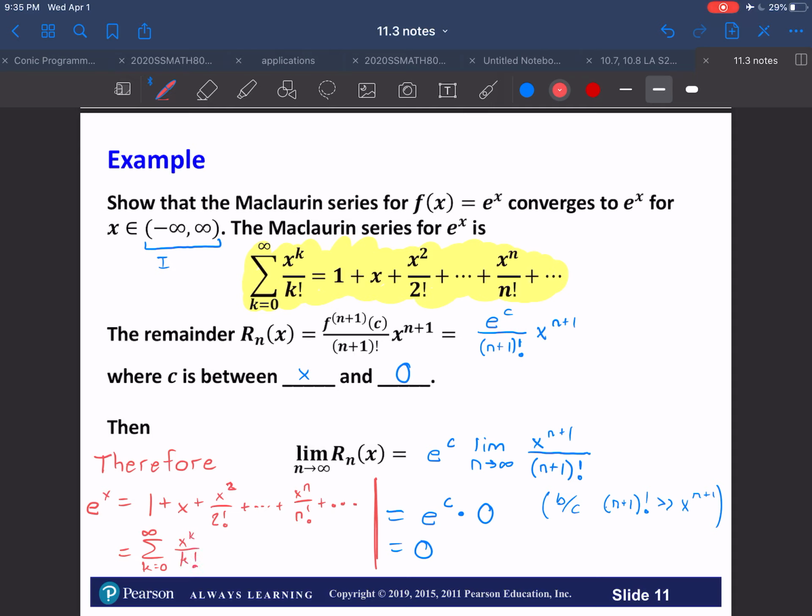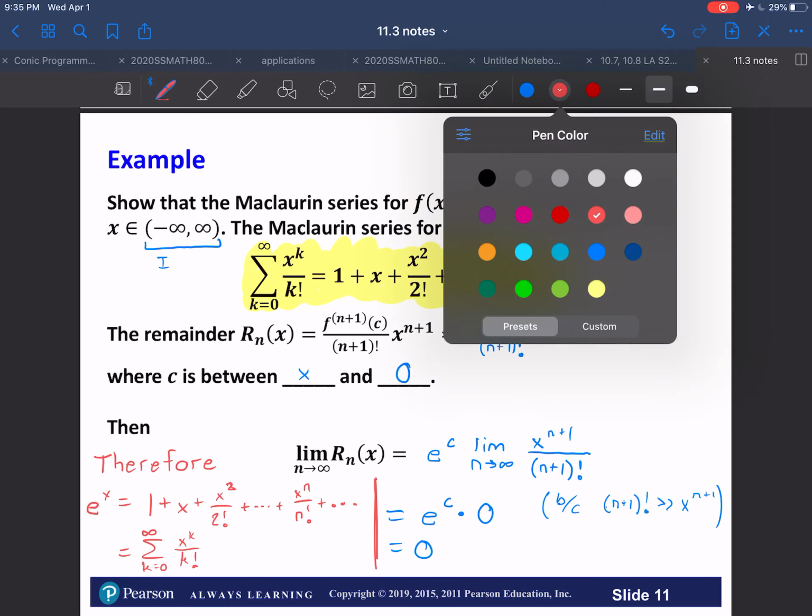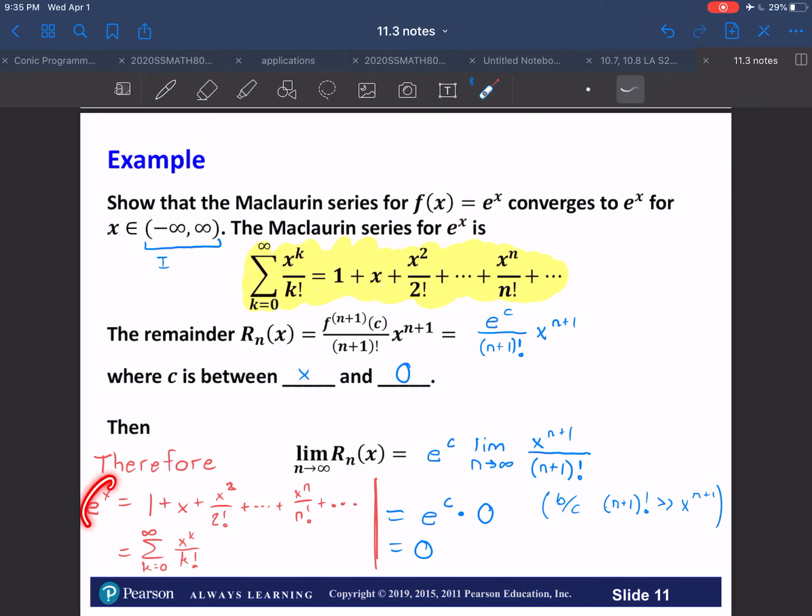And honestly, this is remarkable. Like, e^x is a number raised to the x power, and we're saying that you can write this as an infinite polynomial. I think that's amazing, right? It's kind of insane that we are able to do something like that because e^x is some function that just looks like this. And I'm claiming that I can write that as an infinite sum of polynomial terms. I think that's really cool.